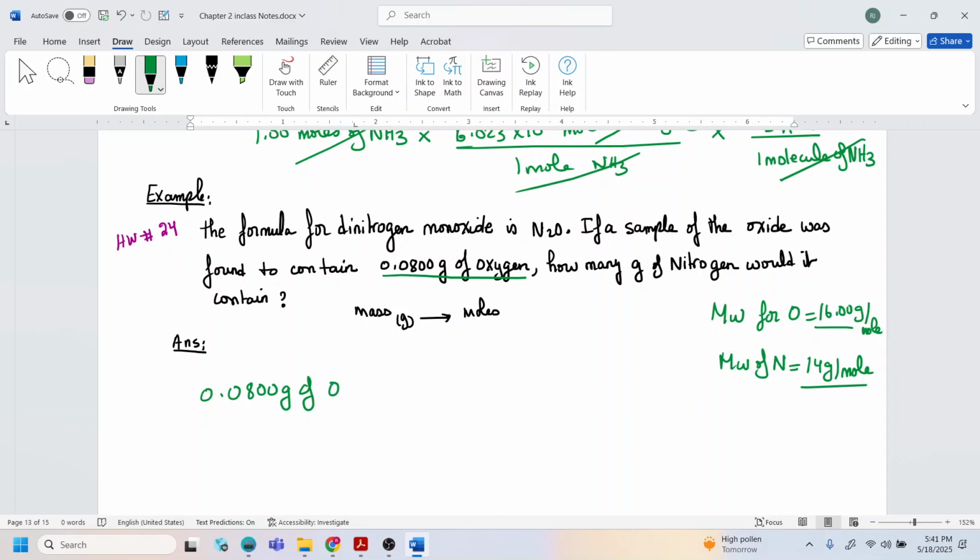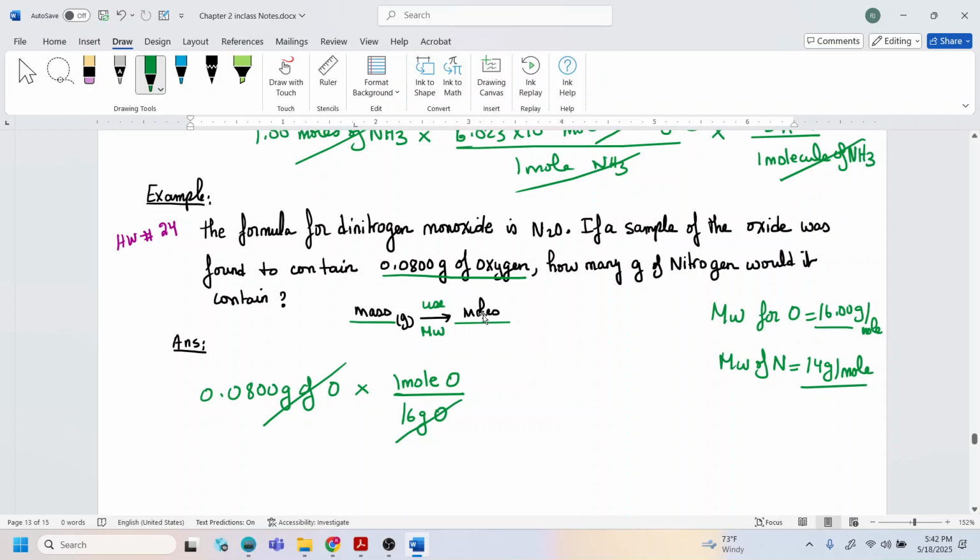So what I want to do is go from the mass of the oxygen to the moles of the oxygen, right? So to do this, I'm going to use the molecular weight of the oxygen. So I know that 1 mole of oxygen corresponds to 16 grams of oxygen. So I'm going to take the grams of the oxygen, and the grams of oxygen cancel out. And now I'm left with the moles of the oxygen, right?